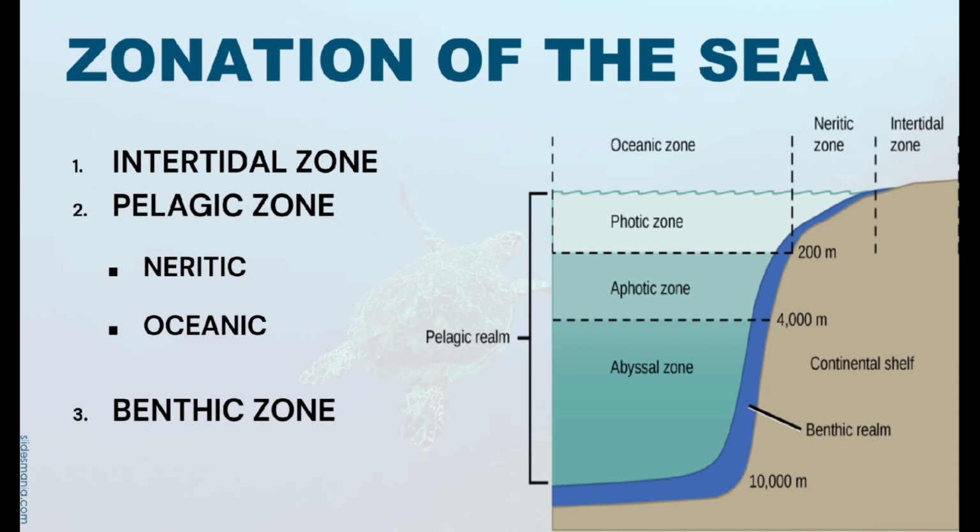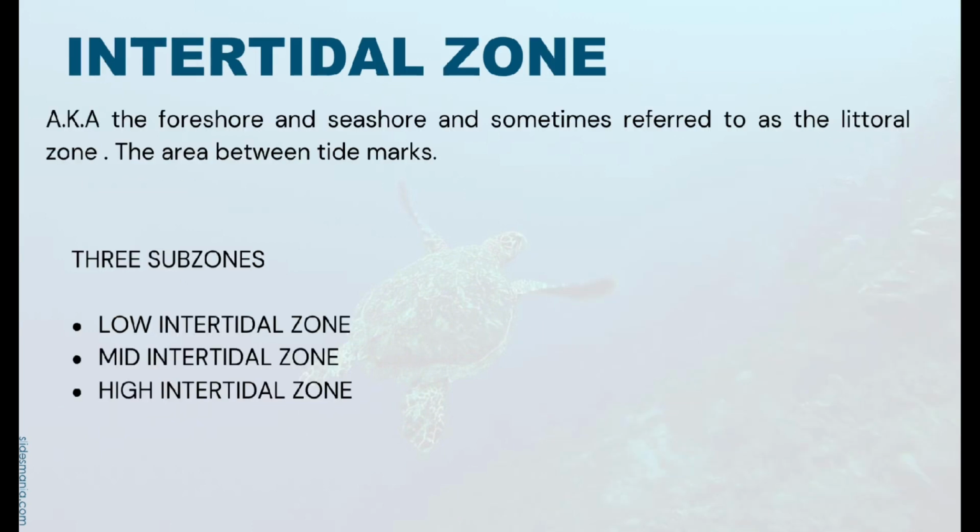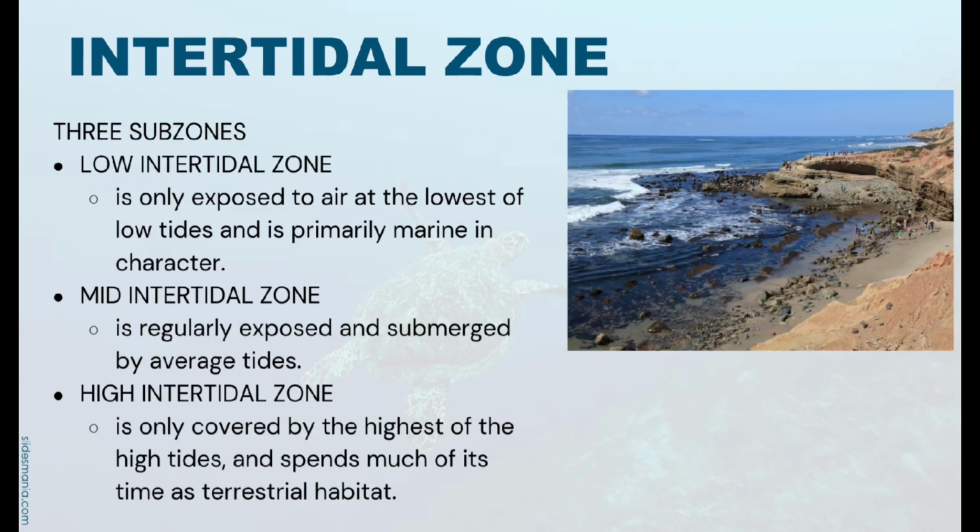of the sea can be divided into three main zones: the intertidal zone, pelagic zone, and benthic zone. The intertidal zone is also known as the foreshore, seashore, and sometimes referred to as the littoral zone. This is the area between tide marks. It has three subzones: the low, mid, and high intertidal zone.